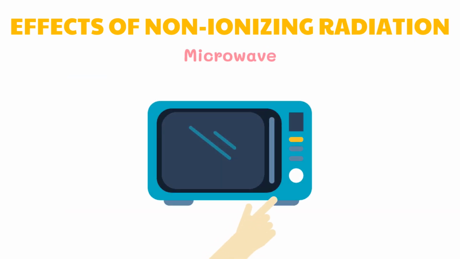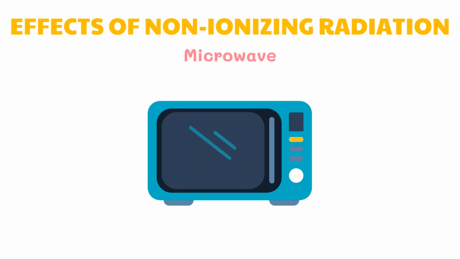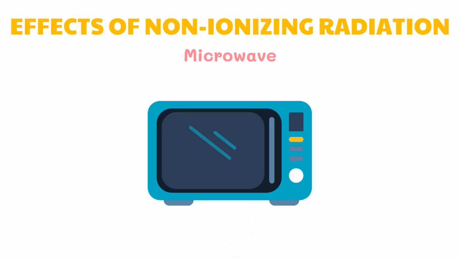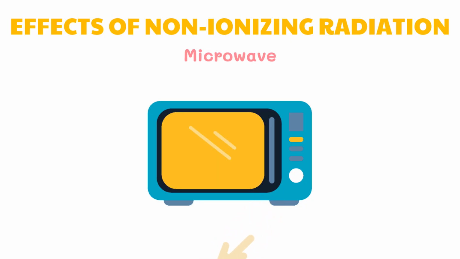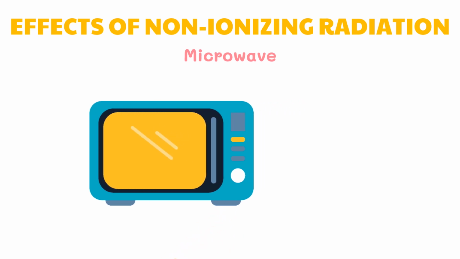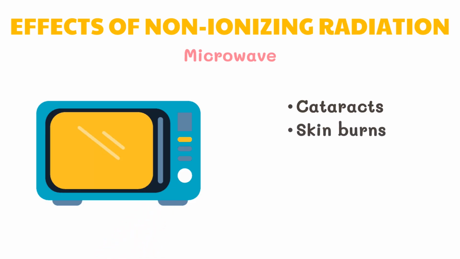A microwave oven works because microwaves excite the water molecules in food and cause them to vibrate, generating heat and cooking the food. Atoms and molecules can also emit and absorb microwave radiation. Overexposure to microwave radiation can cause cataracts and skin burns.